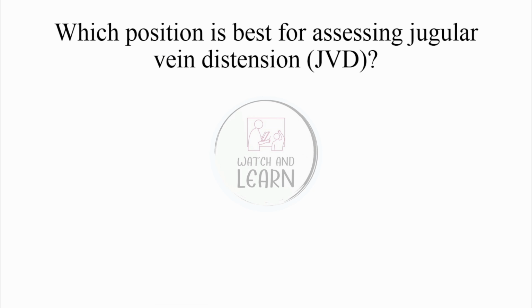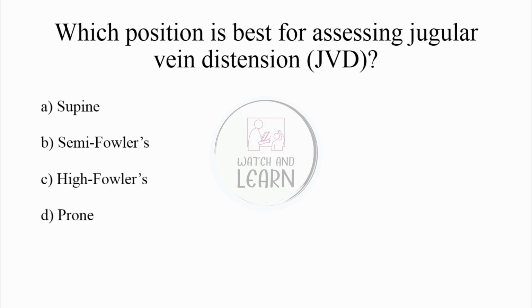Which position is best for assessing jugular vein distension, JVD? Options are option A supine, option B semi-Fowler's, option C high Fowler's, option D prone. The right answer is answer B semi-Fowler's.